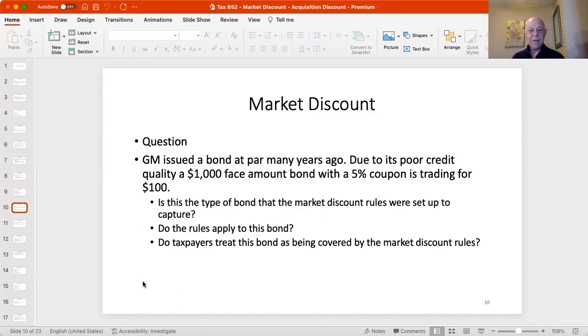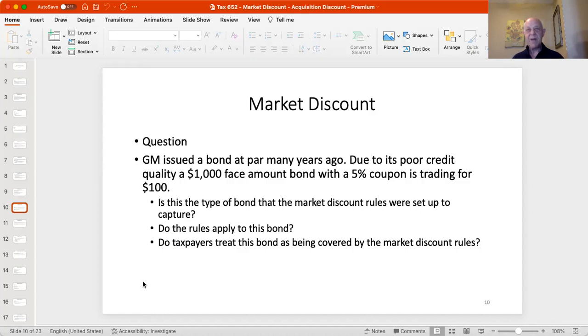So now I want to go back to what happens when a bond goes down in value, not because of a change of interest rates, but because of a change in credit quality. So GM issued a bond at par due to its poor credit quality. The $1,000 face amount bond with a 5% coupon is trading for $100. So it is extremely depressed. And it wouldn't have been GM, but I'm just using GM in this example.